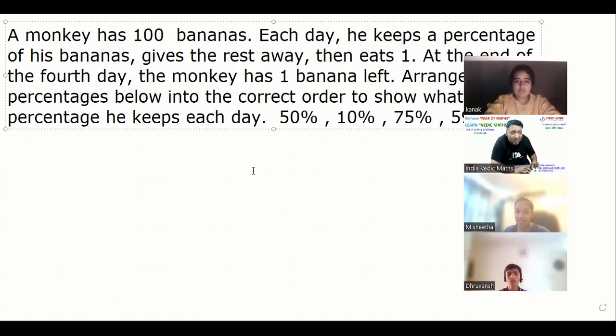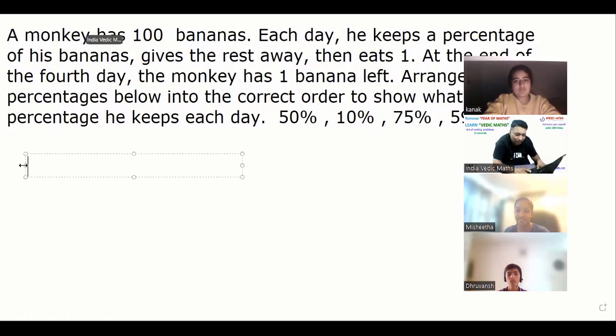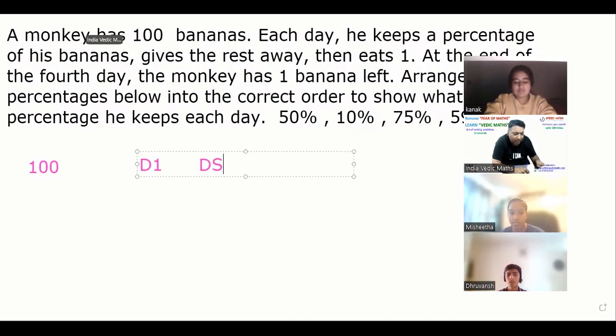A monkey has 100 bananas. So let's write here, 100 bananas. Each day he keeps a percentage of his bananas, gives the rest away, and then eats one. And finally the monkey has only one banana left. So let's write here day 1, day 2. It's trial and error, but it will work.